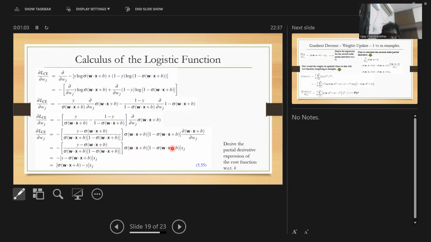What happens now? Multiplied by xj, instead of that we put 1. Why? Explain that. When doing the partial derivative with respect to b, b's coefficient is 1, and w1 x1 and w2 x2 are considered as constants.